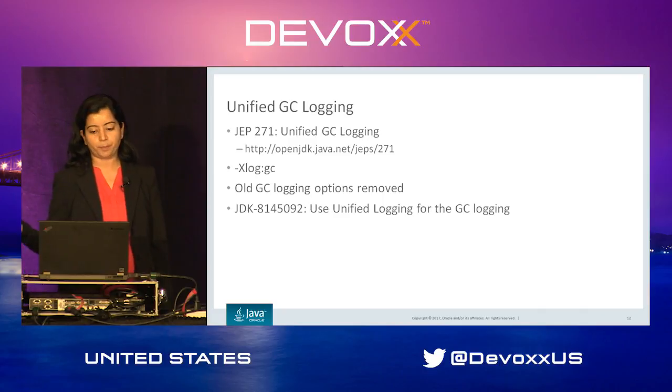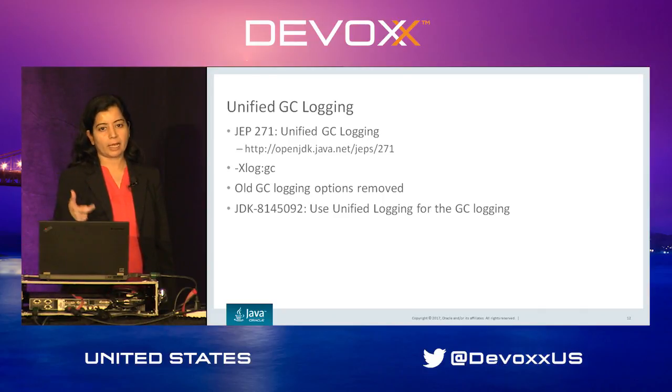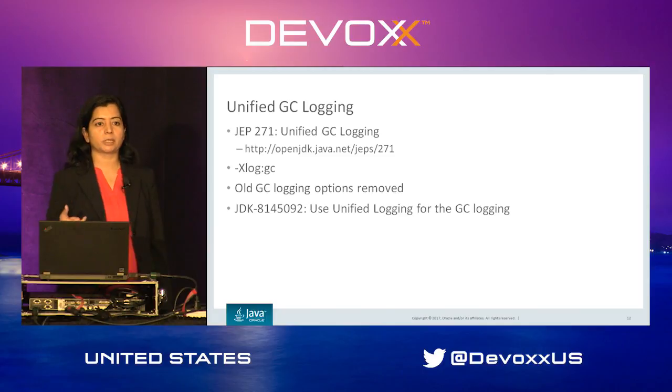8145092 was the bug ID under which this enhancement was integrated into the repository. So if you are interested in looking at specific changes that were done for re-implementing GC logging, you can see the changes done under this bug.